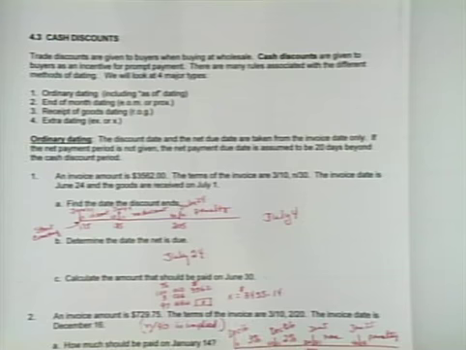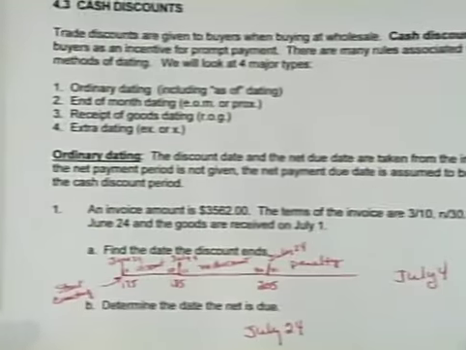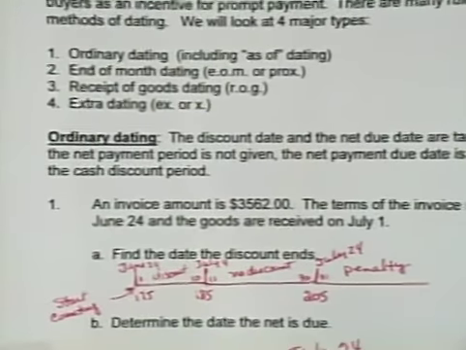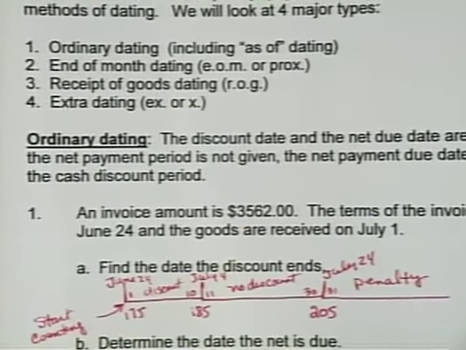There are many rules, and they're kind of tedious, associated with the different methods of dating. We're going to look at 4 major types. The reason that we have to deal with all of these is that we're going to be getting invoices from a great many suppliers, and every supplier might use something different.